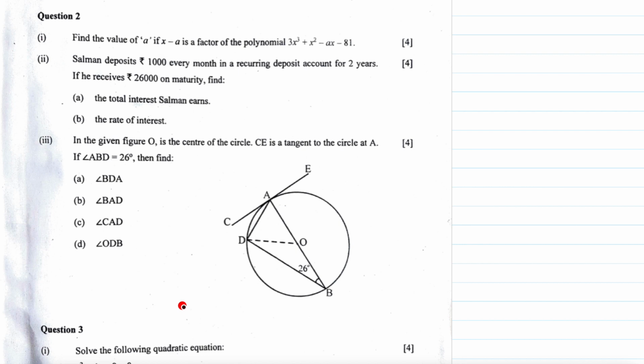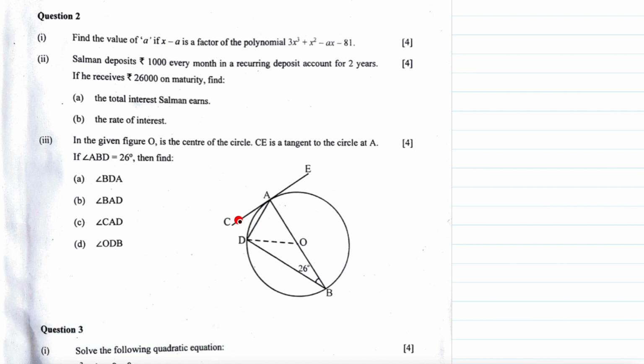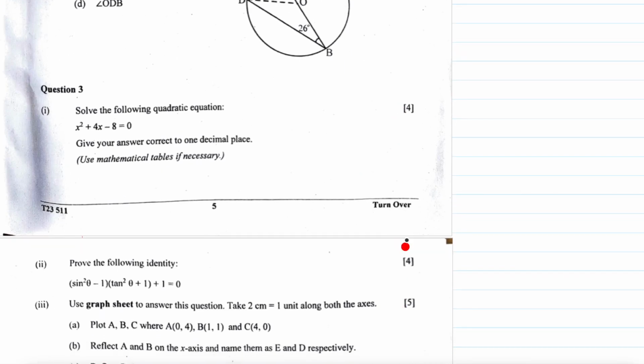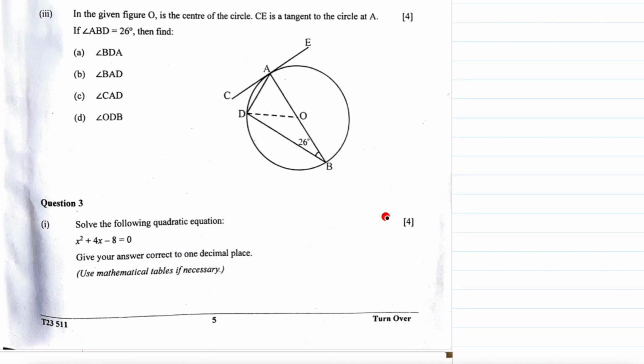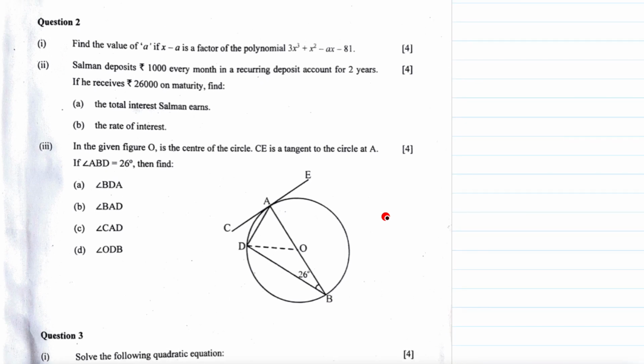As you know, section A is for 40 marks, and 15 marks I've already solved and posted. Now let us look at the remaining 25 marks. Your question 2, as you can see, is 12 marks, 4, 4, 4. And question 3 is going to be 4, 4 and 5, so that is going to be 13 marks. So let us look at question 2.